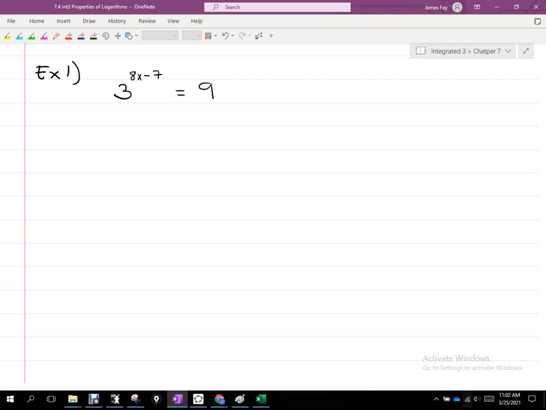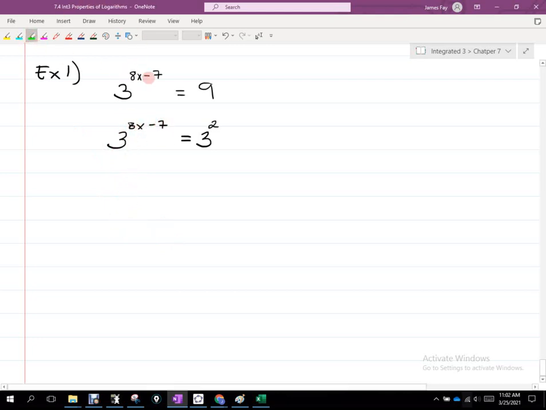If the bases are different, our first strategy is to see if we can rewrite them so that they're the same base, right? The easiest thing to do is look at the smallest number and let that be my base. And if I'm going to let that smallest number be my base, then how can I take, in this case, the 9 and rewrite it so that it has the same base? So how can I rewrite 9 so that it is a base of 3? Okay, so 3 times 3, so I'll write it as 3 squared. And that's going to give me then 3 to the 8x minus 7 over here, right?